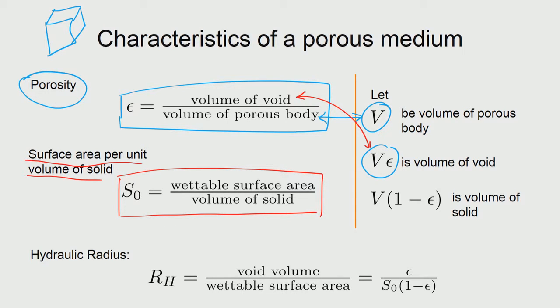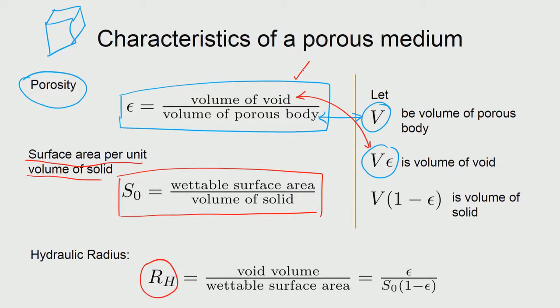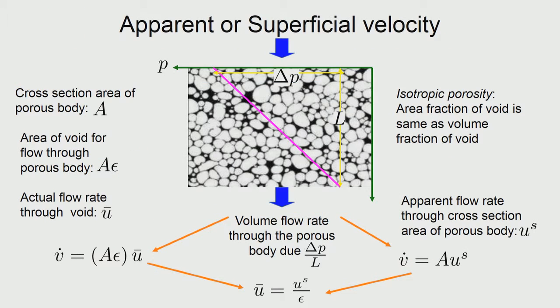From whatever we have seen till now, you could use these two quantities to arrive at the hydraulic radius of the pipe, which we are imagining as basically equivalent to the interconnected void. Hydraulic radius, we have already seen, is the ratio of the void volume to the wettable surface area. The void volume is coming from the first definition, and the wettable surface area is coming from the second definition. So R_H comes out to be an expression that involves two characteristic features of a porous medium, namely epsilon and S naught.